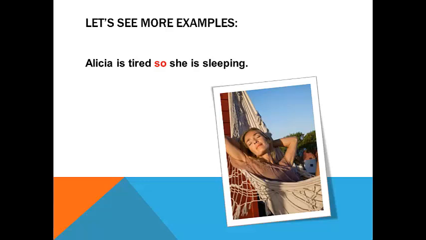Primero que todo, Alicia is tired significa que Alicia está cansada. Entonces, so she is sleeping. Entonces, ella está durmiendo. Como pueden ver en esta situación, tenemos el personaje quien tiene un sentimiento quizás o emoción por el cual es el motivo que ella se encuentra durmiendo en este momento.